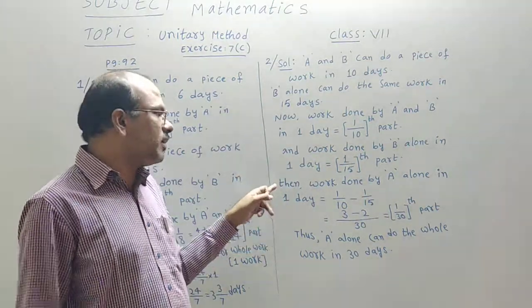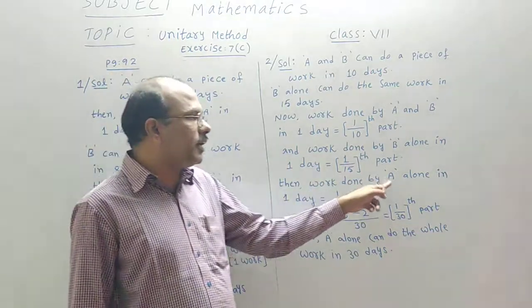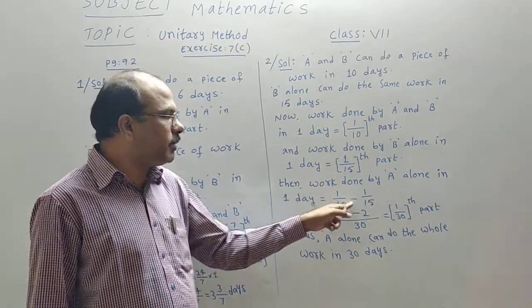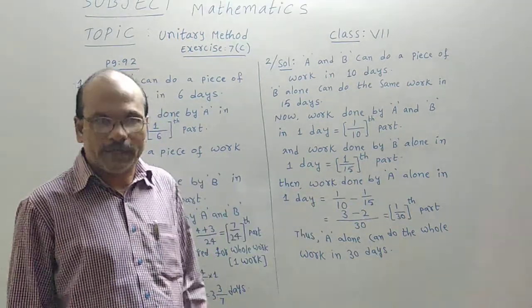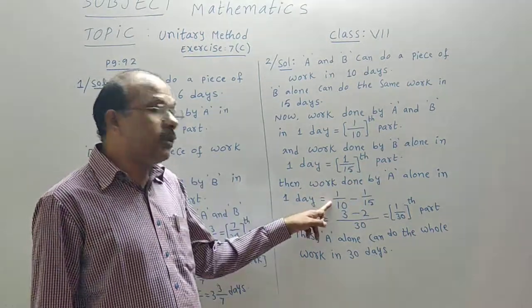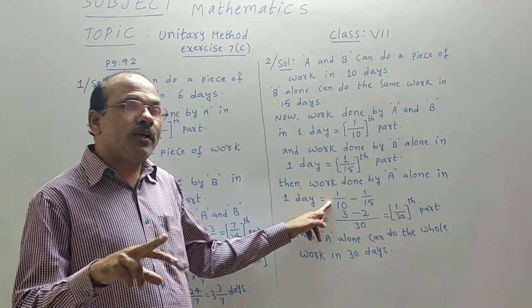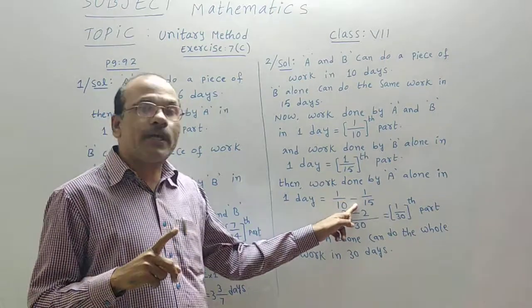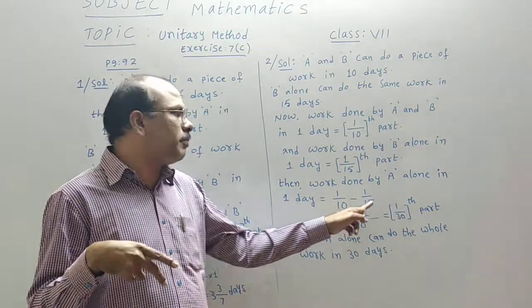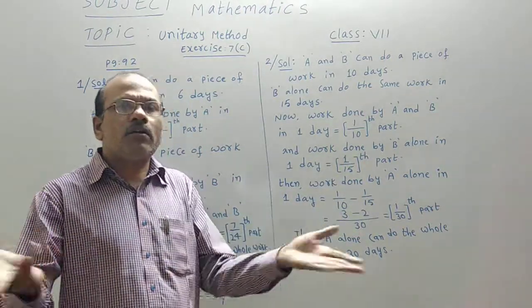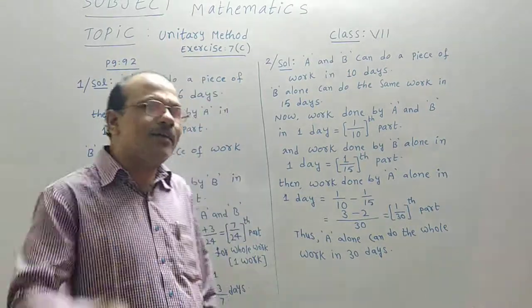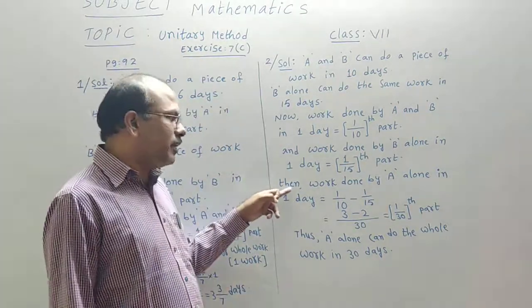For that, what I have done: work done by A alone in 1 day is equal to 1 by 10 minus 1 by 15 we have to write. Why? Because 1 by 10 is nothing but work done by A and B together in 1 day. From that I have to subtract work done by the person B in 1 day. Then automatically we will get the answer, work done by A in 1 day. That step only I have written here.